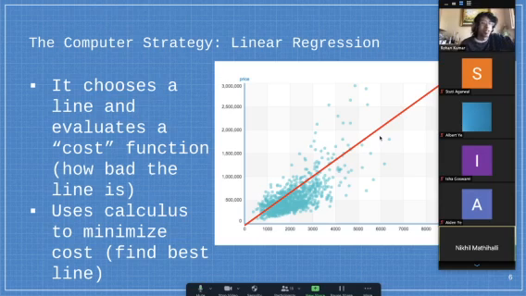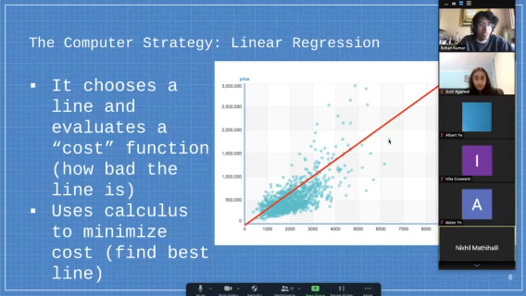Yeah. A common cost function that linear regression algorithms use is they take the distance from the line to the point, the vertical distance, and square it. That's called least squares regression, LSRL, the least squares regression line. Essentially, it tries to minimize the sum of the squares of the distances to all the different points, and then eventually you get the best line. The way it does that is it uses calculus.